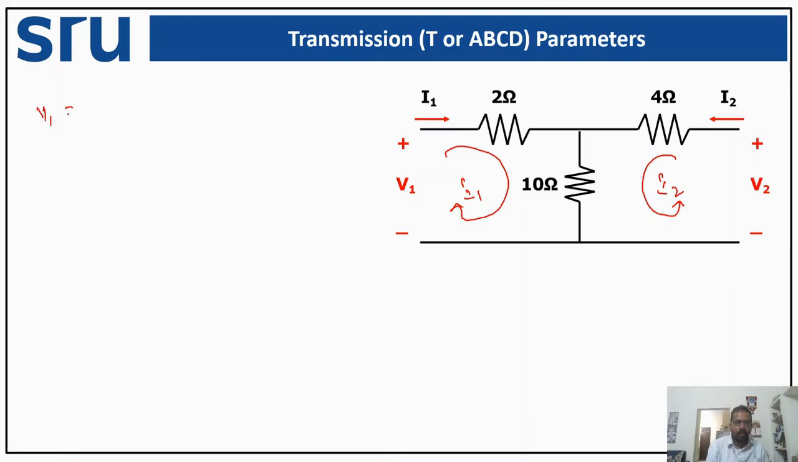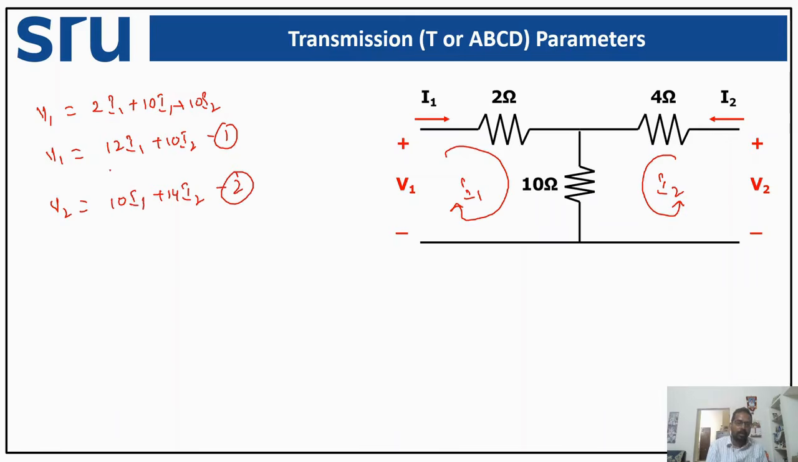So let us write the equations. It is V1 is equal to 2 into I1 plus 10 into I1 plus 10 into I2, right? So V1 is equal to 12I1 plus 10I2. This is my first equation. Similarly, when we write the second equation, V2 is equal to I2 flowing through 4 ohm and 10 ohm, so it is 14 I2, and I1 as this 10 ohm is common with the first mesh, where the I1 current is also flowing, so we are going to have 10 I1. So this is my second equation.